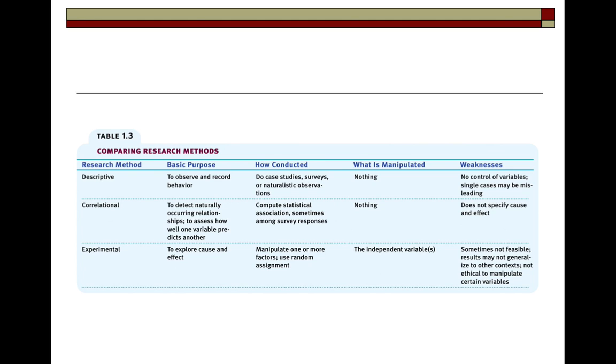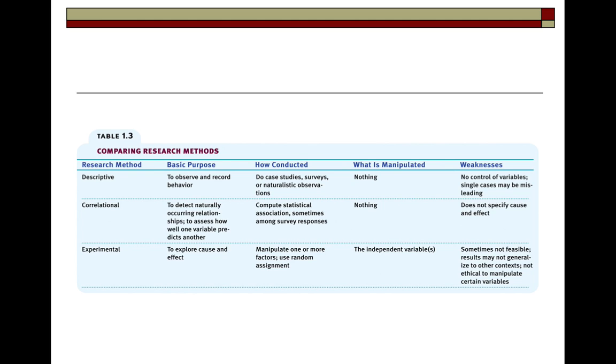With correlational studies, you're looking at finding a relationship between two variables and seeing if one variable predicts the outcome of another variable. So you use a lot of data to find out that information and see if there's a relationship. The weakness is that correlational studies can predict behavior, but it does not specify cause and effect. The only one that does that is the experiment.